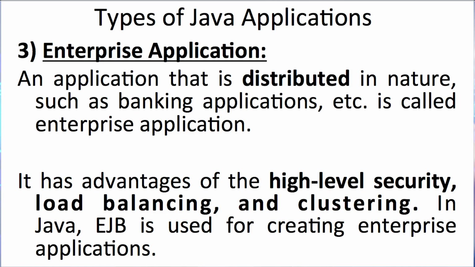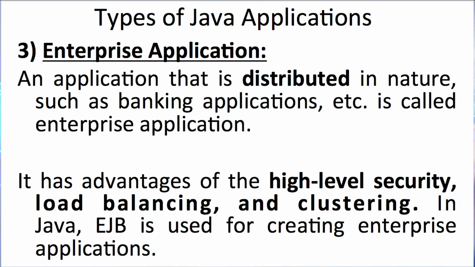Now the third type of application is the enterprise application, an application that is distributed in nature, such as a banking application. This is a very important category of application. At this time security is very important. In the case of these distributed or enterprise applications, security is the main feature.